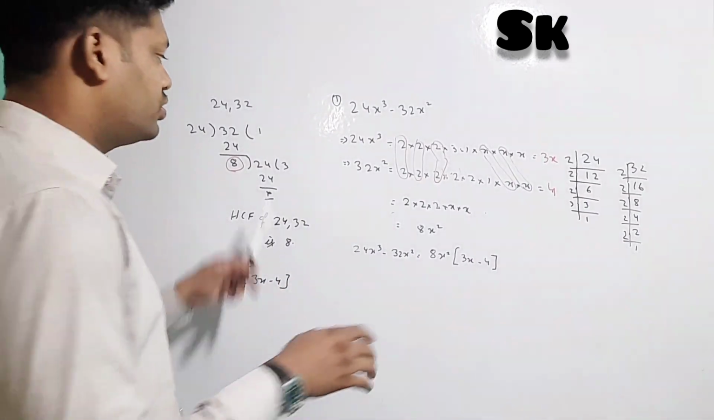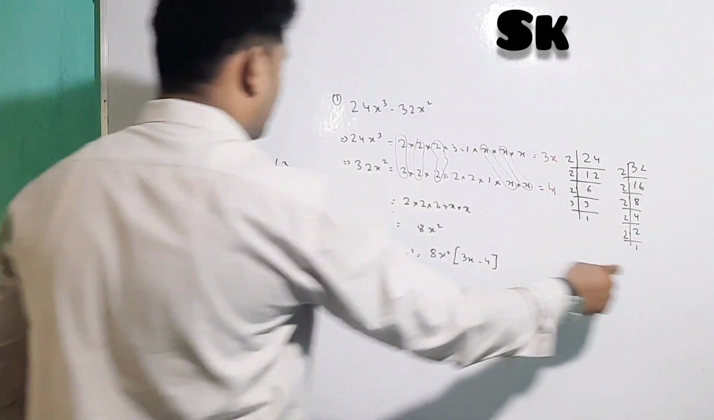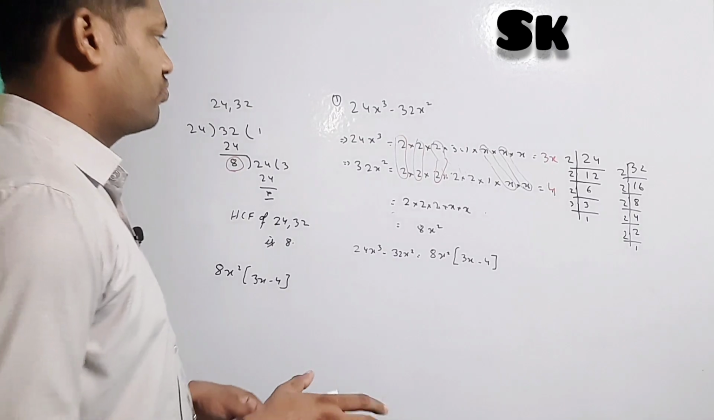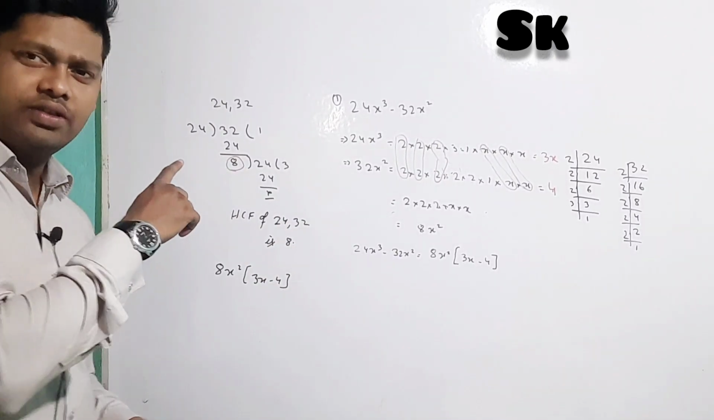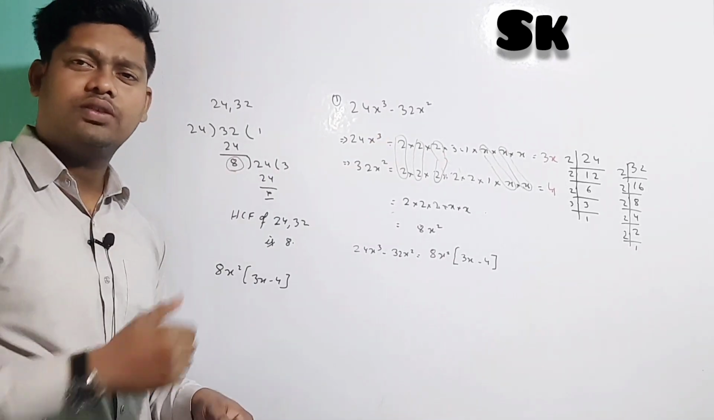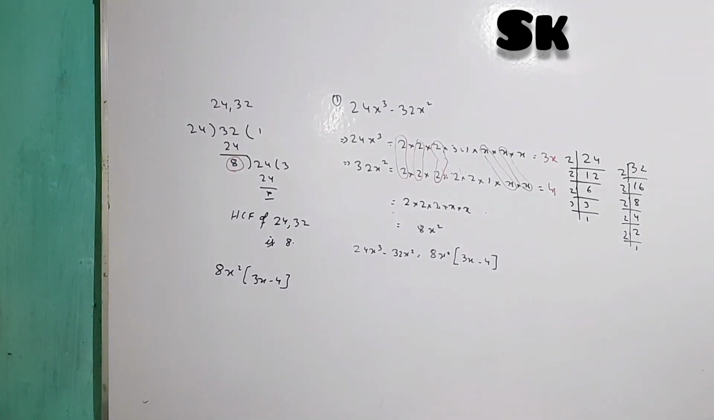The only difference between these two processes is this step. This step has been omitted and we are doing this step directly. In this method we can save time. If the students are clear with this division method, they can do this method, or if they feel the other one is easy they can go for that method. Okay, the next one.